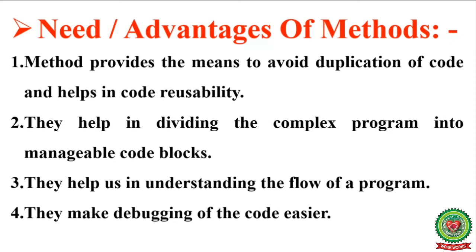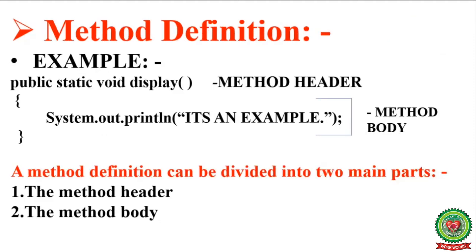Number 2, they help in dividing a complex program into manageable code blocks. It means we can divide our large program into smaller modules. Number 3, they help us in understanding the flow of a program. Number 4, they make debugging of the code easier. Debugging means to detect and remove the errors in a program. Our next topic is method definition.